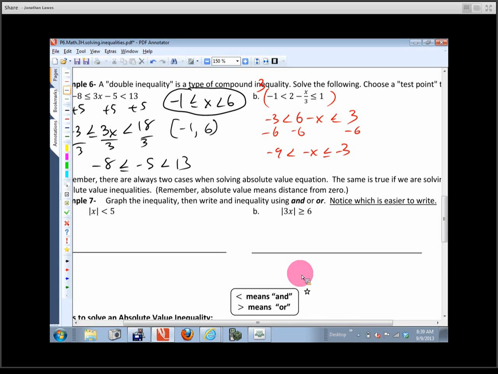Now, if I do that, that's going to change this to a 9. That's going to change this to a 3 and going to change that to an x. What else do I need to do? Change the direction of the inequality. So that's going to go from a less than to a greater than, that's going to go from a less than or equal to a greater than or equal to. Does this bother anyone? Have we done anything wrong? We haven't done anything wrong. Is this the best way to write that?